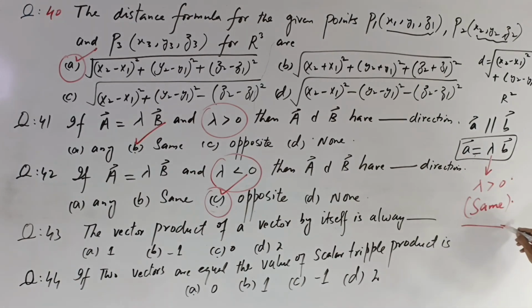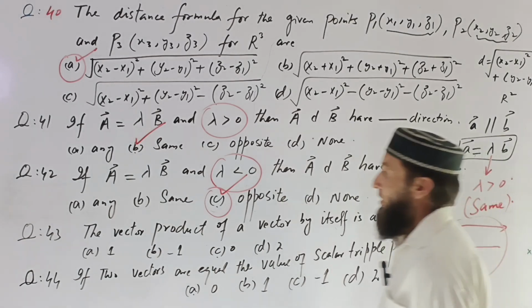Anti-parallel, for example. This is a parallel condition, but here the direction is opposite, minus. So these are the parallel conditions but in opposite direction.